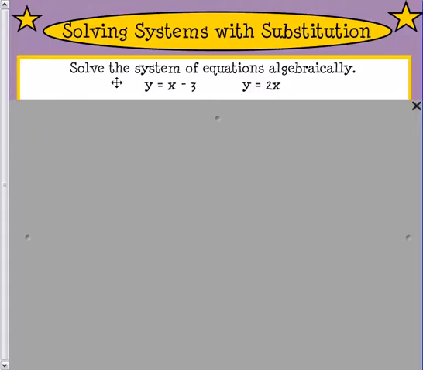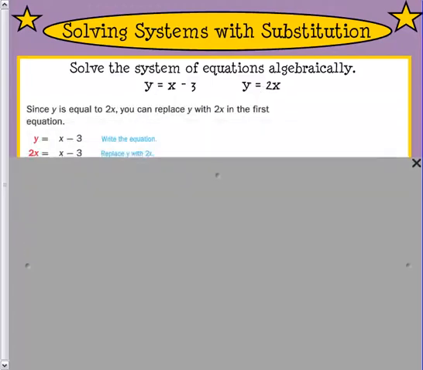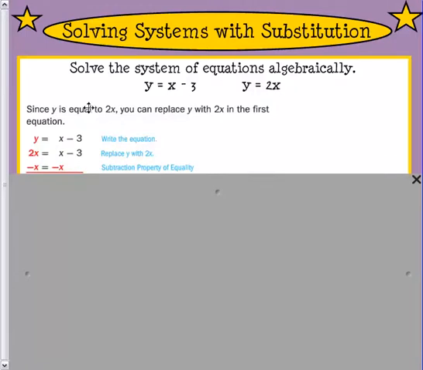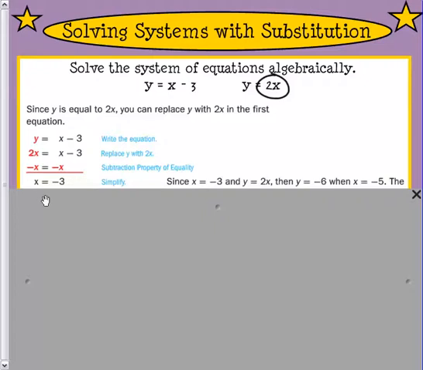Okay, so to solve a system of equations using algebra, we can substitute one of these in for y. What I mean by that is we're going to replace the y with the 2x, meaning we're going to set these two pieces equal to one another. So when we do that, we can take x away from both sides, and we're left with x equals negative 3.